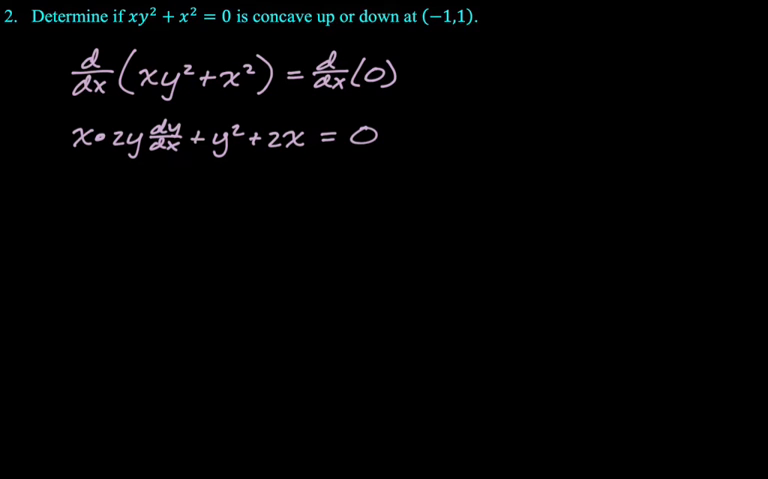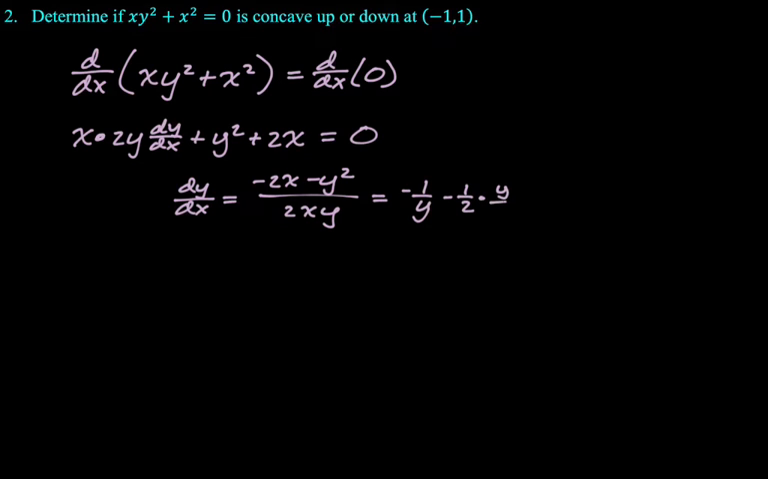I am going to solve this for dy/dx because I want to find the second derivative, and that's how I choose to do it. So dy/dx is going to be (-2x minus y squared) over 2xy. I think it's actually easier if I break this up into two fractions. So I'm going to make this -1 over y and then -1/2 times y over x. I think that's going to be easier to deal with.